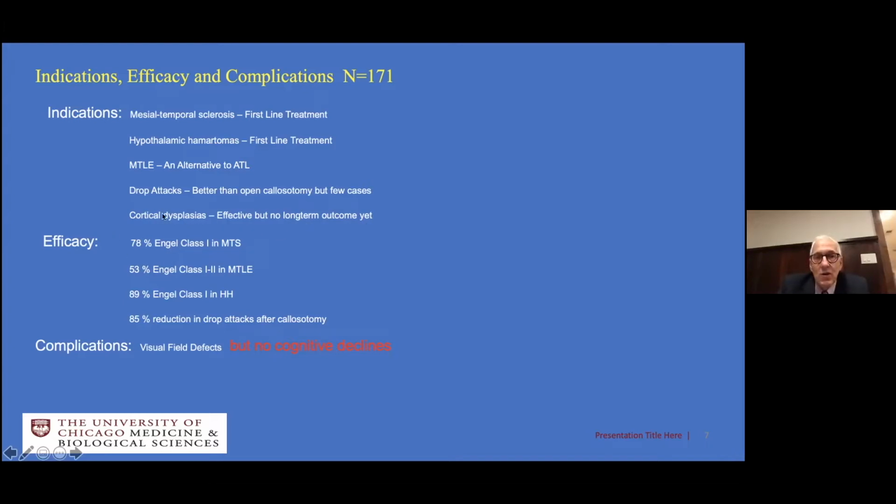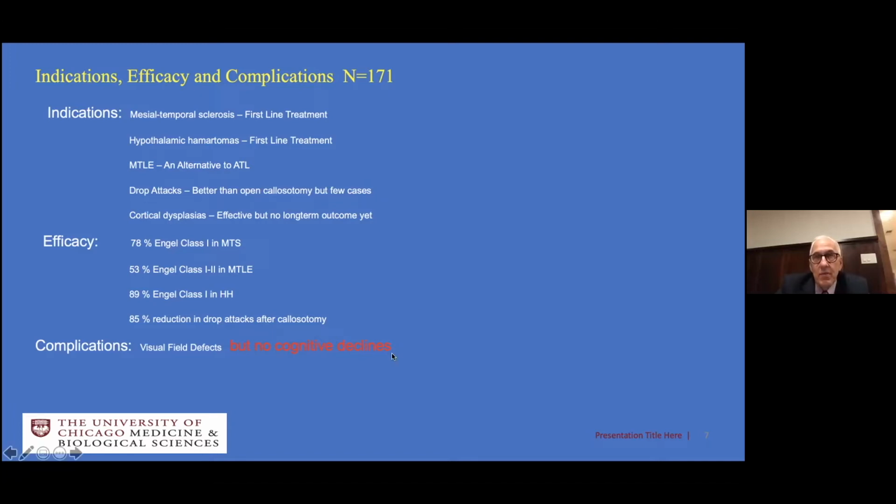So what's the actual efficacy? If you have mesial temporal sclerosis, with laser ablation, in 78% you become seizure-free. And if you have mesial temporal lobe epilepsy without hippocampal sclerosis, you still have a 53% chance of becoming seizure-free. In hypothalamic hamartomas, it's actually better now, but our data was 89%. And in drop attacks, 85% reduction after callosotomy.